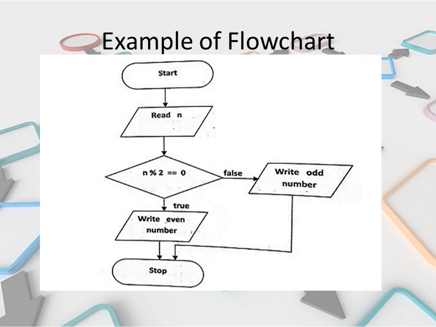Then it will check the condition: n modulus 2 is equal to 0. If we divide the number by 2 and we get 0 as the result, if this condition is true, then it will print that it is an even number, and if it is not equal to 0, then it will show false and it will print that it is an odd number, and both the boxes will end up at the stop button.